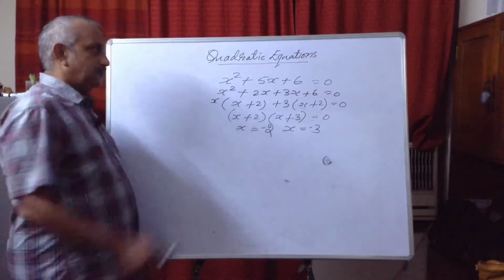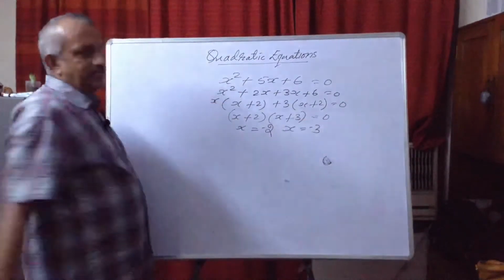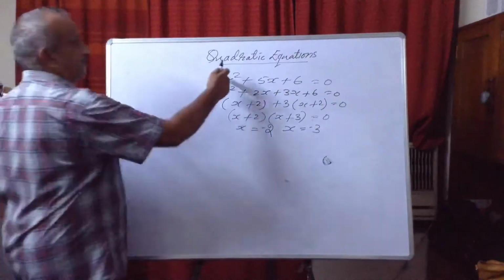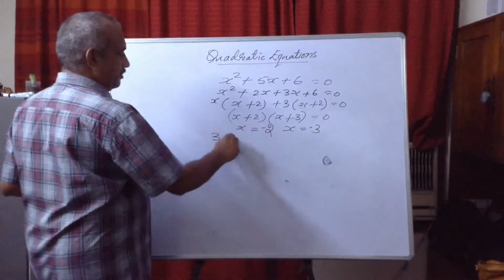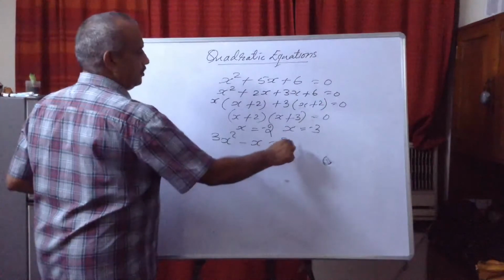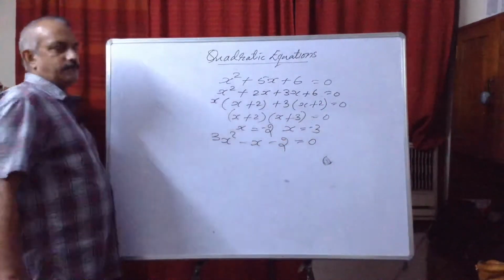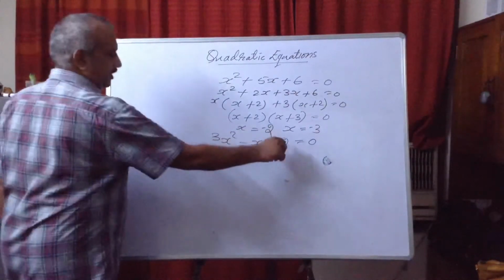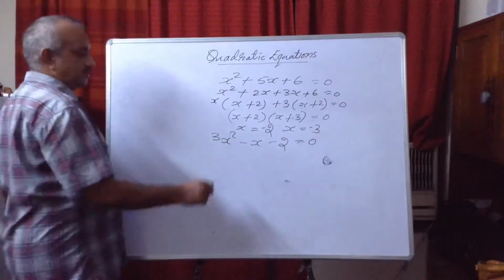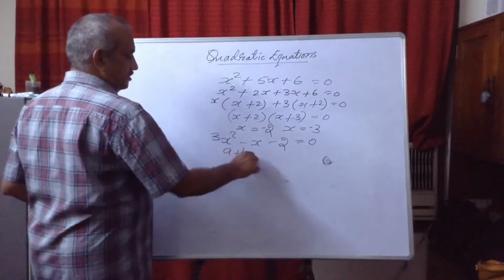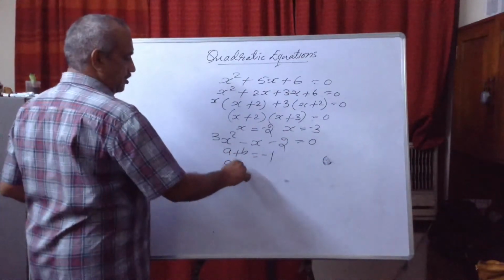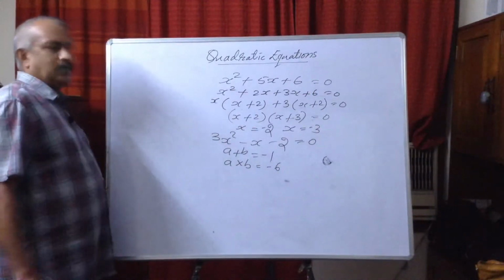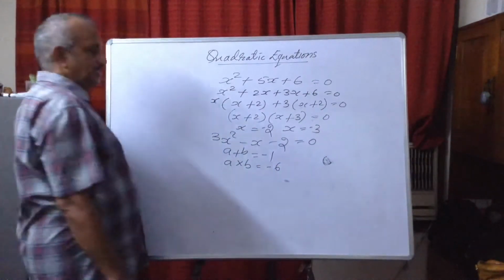Now, this is direct; this factorization you can write directly also. Now the second case is if there is a number with the square of the variable, say 3x square minus x minus 2 is equal to 0. In this case, you have to find two numbers whose sum is minus 1 and product is 3 into minus 2, which is minus 6. So a plus b is equal to minus 1, a into b is equal to minus 6. Like this you have to find two numbers, and the numbers are minus 3 and 2.